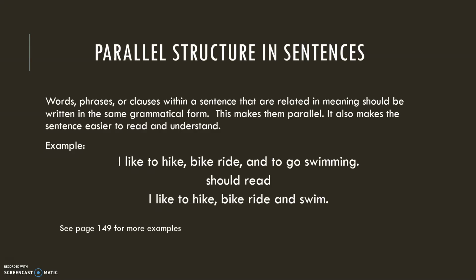Example, I like to hike, bike ride, and to go swimming. Should read, I like to hike, bike ride, and swim. So here we have a verb, and then a prepositional phrase. But on the correct one, we have a verb, and a verb. There are more examples on page 149.